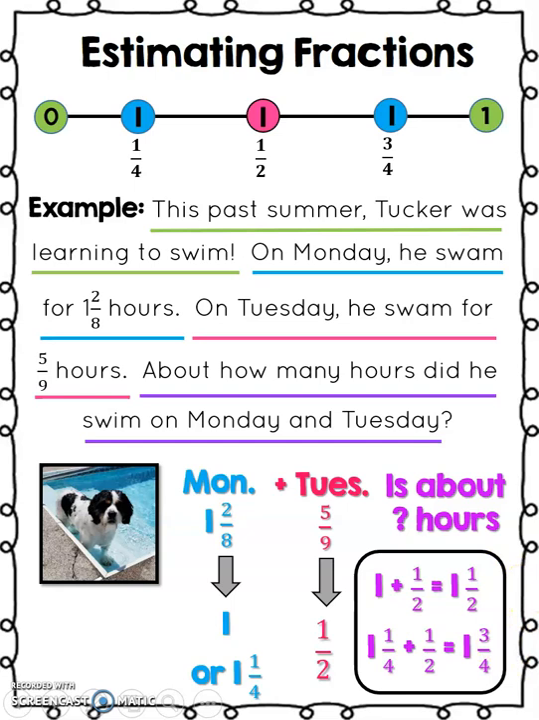Now I wanted to put both of these examples here because it's important to remember that when we're estimating, it's okay to have a slightly different answer than someone else. Both of these answers would be reasonable and acceptable answers. You just estimated a little bit differently for Monday, but both of them would have been close.